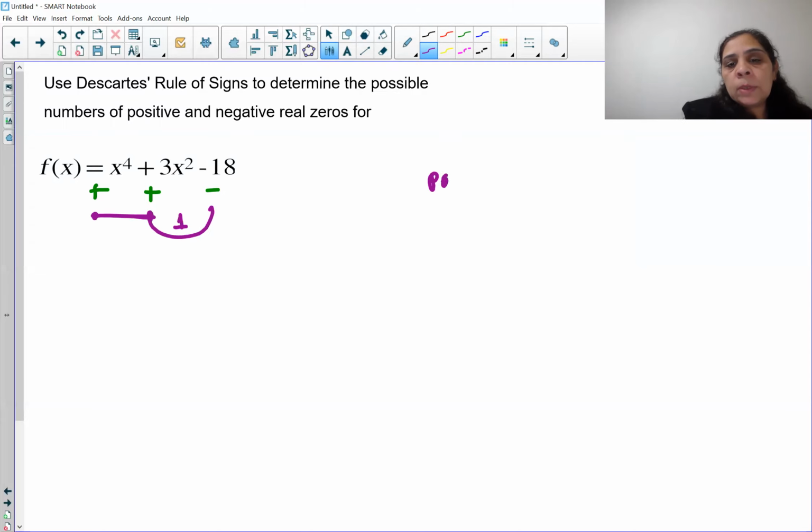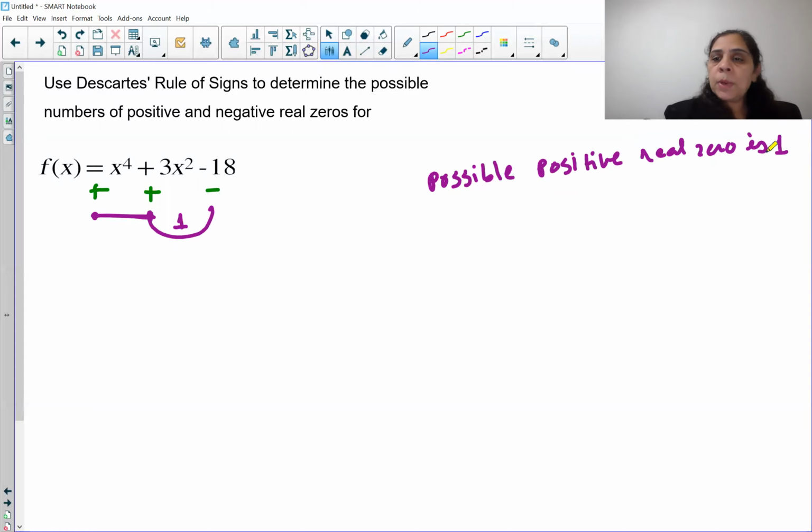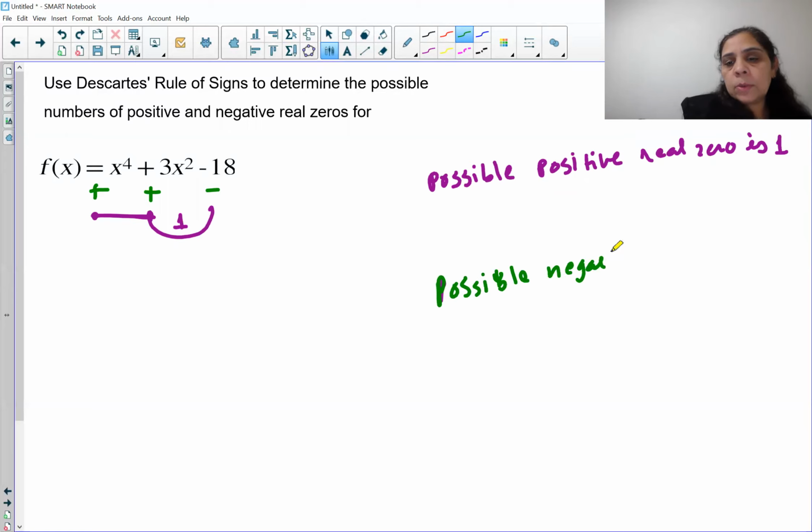So we will get possible positive real zeros is just one, 1. And if you subtract 2, an even number, 1 minus 2, you will get negative 1, and that's not possible. Now we need to find the possible negative real zeros.